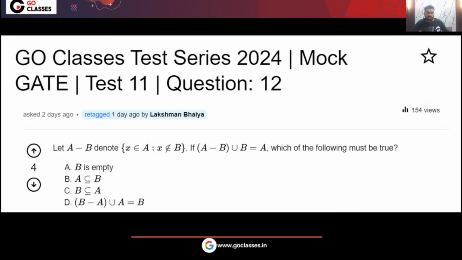Now let's solve this question. This is another simple question, but in this question some students have made a silly mistake. Let's read this question. Let a minus b denote elements which belong to a which do not belong to b. So this is the definition of a minus b. Basically, in a minus b we have those elements x which belong to a such that x does not belong to b.